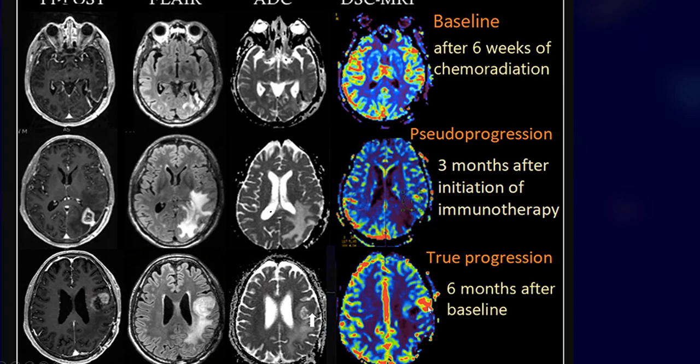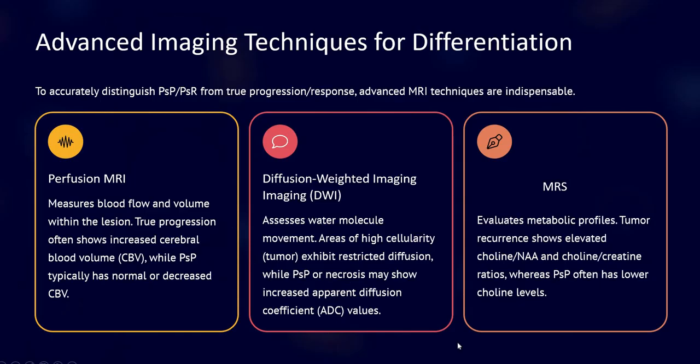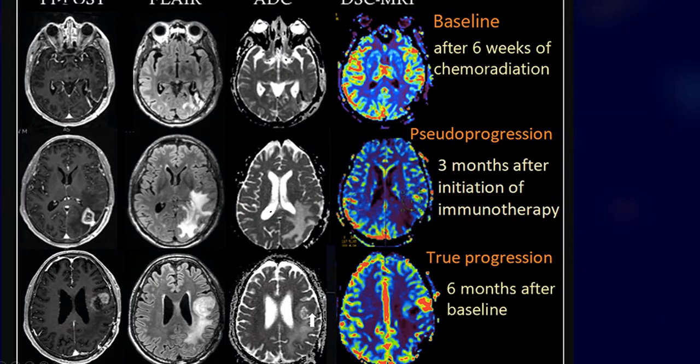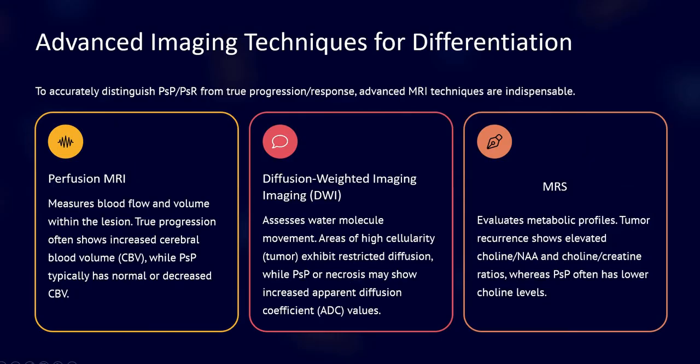After 6 months, there is a true progression. Another enhanced component, heterogeneously enhanced component with restricted diffusion and hyperperfusion. So now there is a true progression. Okay, do you notice the lesion here is somewhat regressed? How can we differentiate true from pseudo-progression?